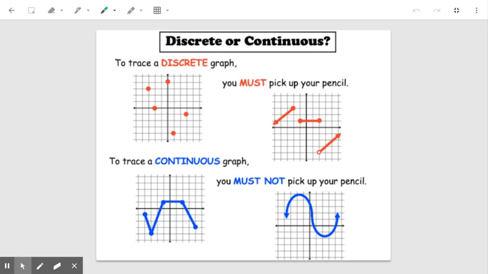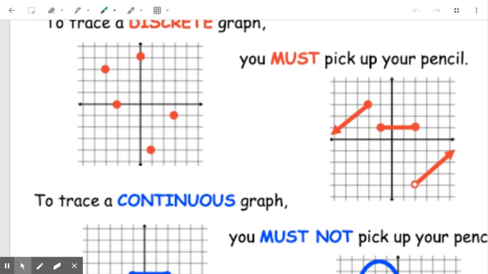The difference between them is very, very simple. If you have a discrete function, in order to trace it, you have to pick up your pencil. If you look at these top two graphs, if I were to trace this with a pencil or a pen or a marker, they are not connected points on this first graph here on the left. So I have to put a dot there, pick up my pencil, put a dot there, put a dot there. I'm picking up my pencil.